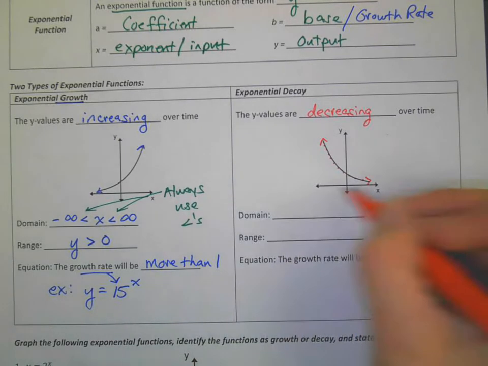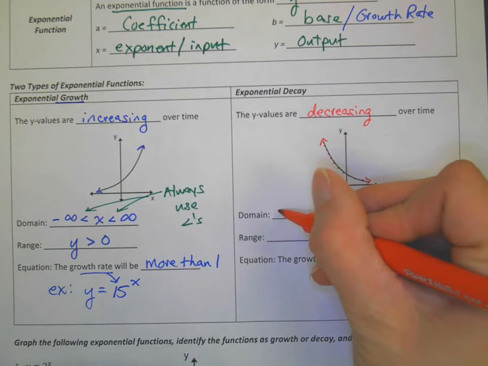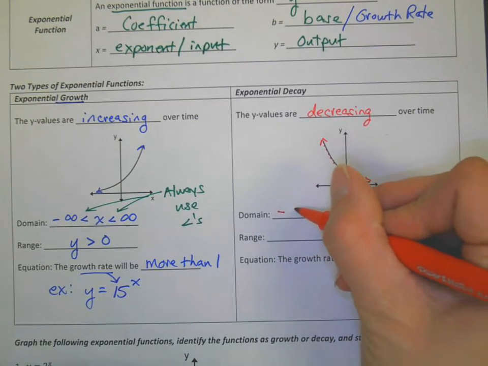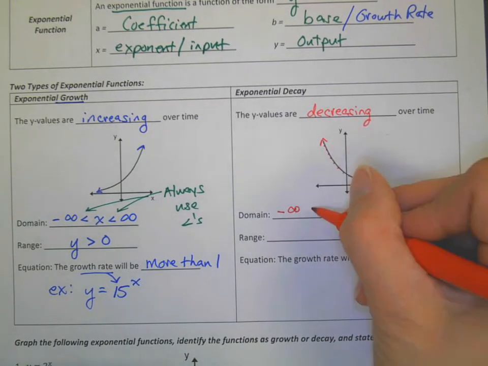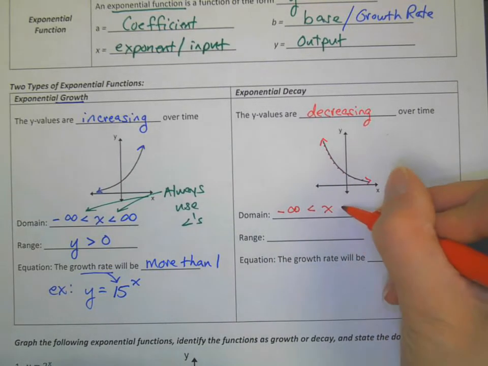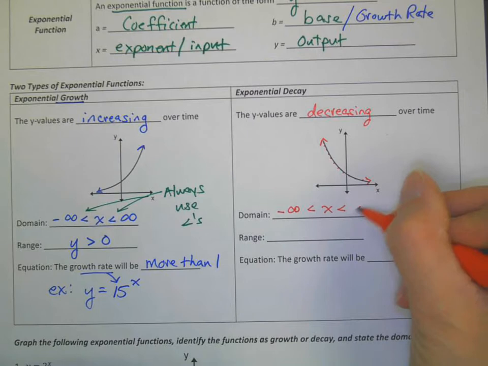You're still going to be able to plug in any number you want. All of these x values are being used. So how do we say that, class? You start from negative infinity. What kind of symbol do we use? Less than x, which is less than positive infinity.